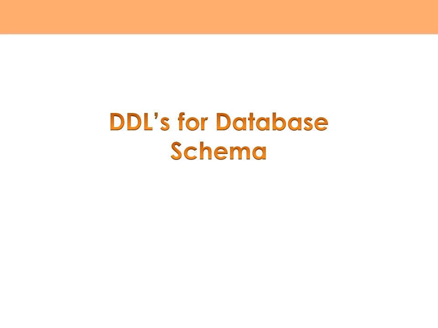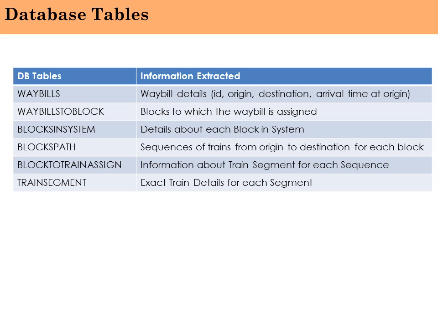Now let's see how we create the database to incorporate data to implement the entire shipment dispatching system. We created the following six tables to include all required data. First, the waybill table, which consists of all details about each waybill for which a trip is to be planned. Next is waybills to block, which specifies the assignment of blocks to each waybill. It's a connecting table between waybill and blocks in system.